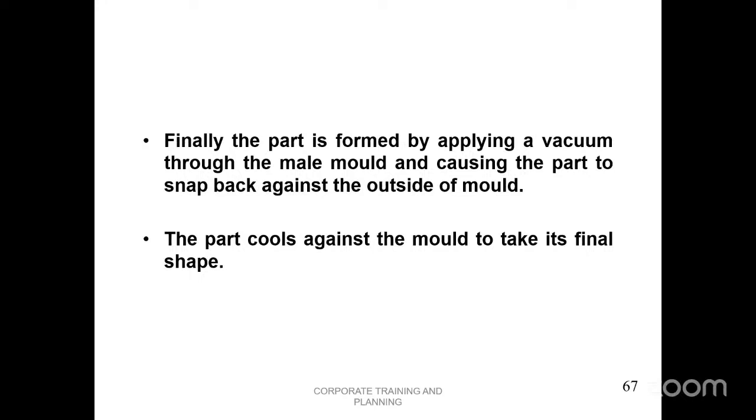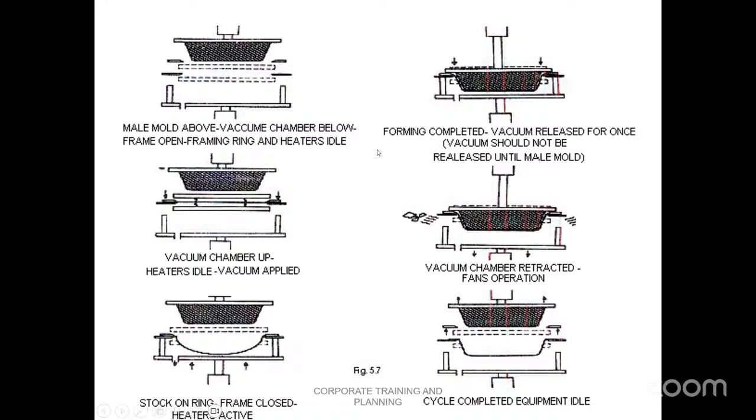You have to apply the vacuum and you have to use the male mold here, friend. And you will get the snapback. The part snaps back against the outside of the mold. The part cools and is removed. See, this is the method, friend. You have to heat first the sheet, with the male mold and vacuum chamber below the frame. See, this is a vacuum chamber.